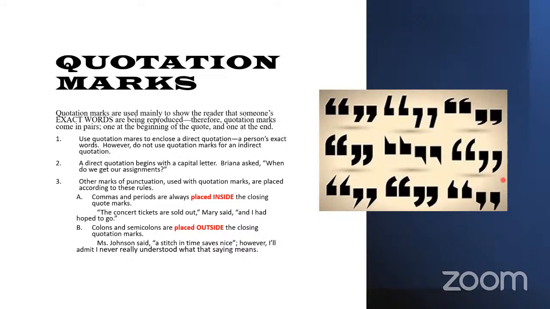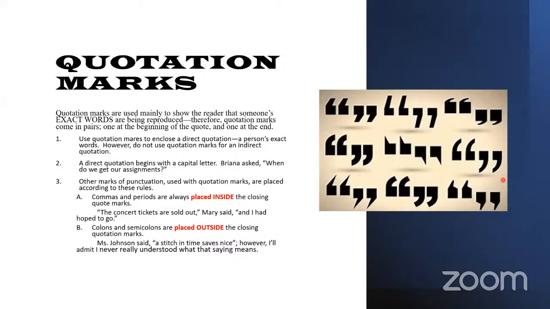The third point: other marks of punctuation used with quotation marks are placed according to this rule. For example, commas and periods are always placed inside the closing quote marks. For example, "The concert tickets are sold out," Mary said, "and I have to go." In this case, we're again trying to show our reader what the citation is, right? And colons and semicolons are placed outside the closing quotation marks.